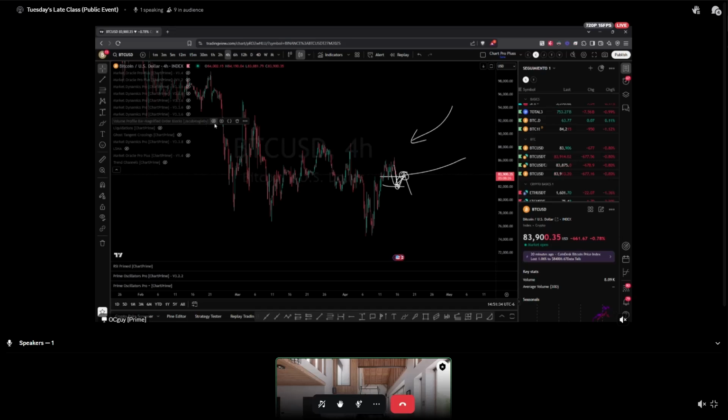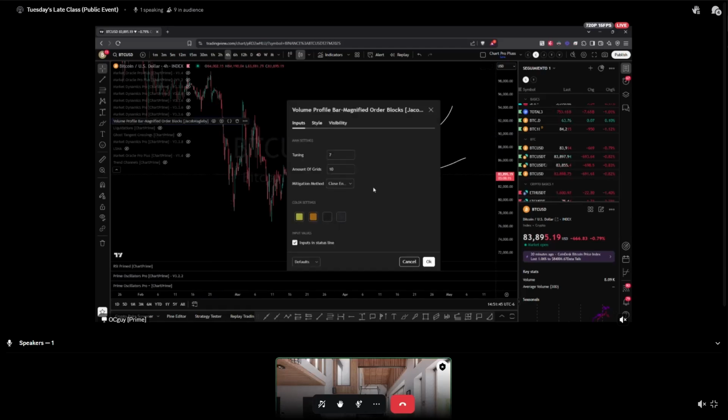Then I do have this layer, which is by its own because it is a standalone indicator. Volume profile bar magnifier order blocks by Jacob McAfee. This is the one indicator that I use as an order block indicator, all right? That gives me the falling knife strategy, right? Or impossible targets. That's how I like to do it.